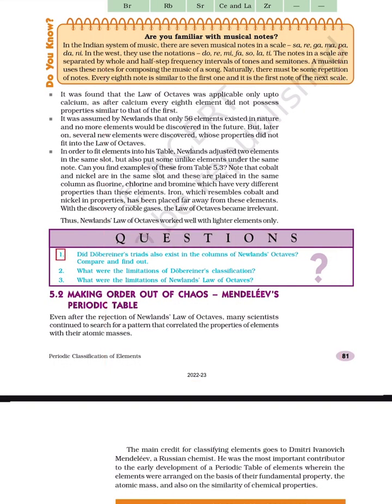Questions. 1. Did Döbereiner's triads also exist in the columns of Newlands' octaves? Compare and find out. 2. What were the limitations of Döbereiner's classification? 3. What were the limitations of Newlands' law of octaves?